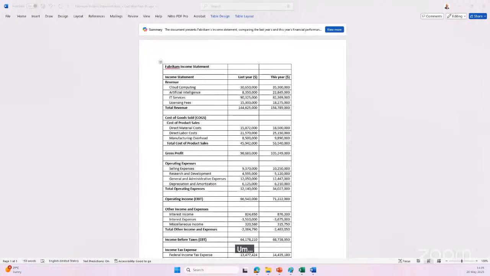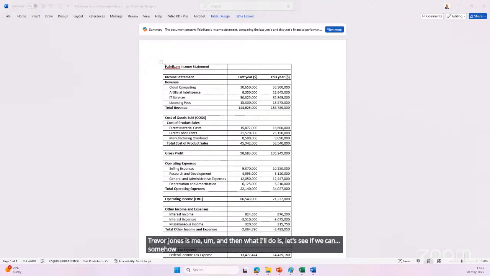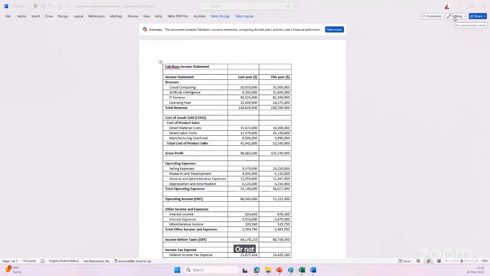Let's see if I can get to the team chat. And let's see if we can open up a new chat. Trevor Jones is me. And then what I'll do is let's see if we can somehow enable a chat. My apologies. I'm not that familiar with, what do we call it? Chrome, or not Chrome, Zoom.